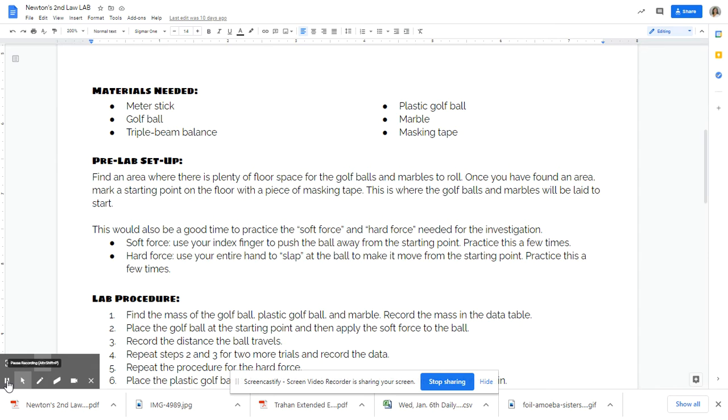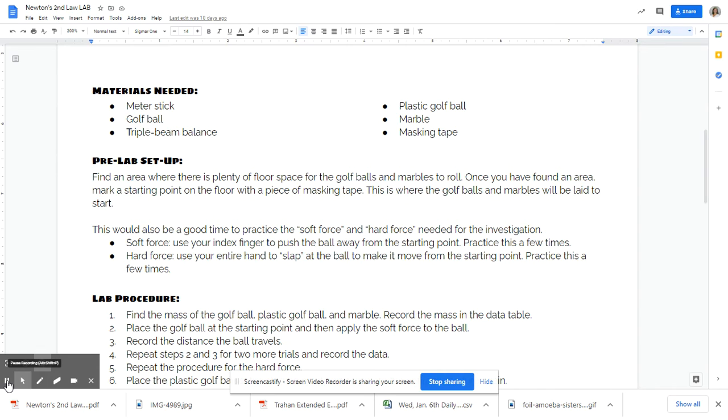Just keep in mind, really quick, I will add another video if you've forgotten how to use a triple beam balance and measure the mass. You can always go to that little video clip that I'm going to add in after this video if you need a refresher.